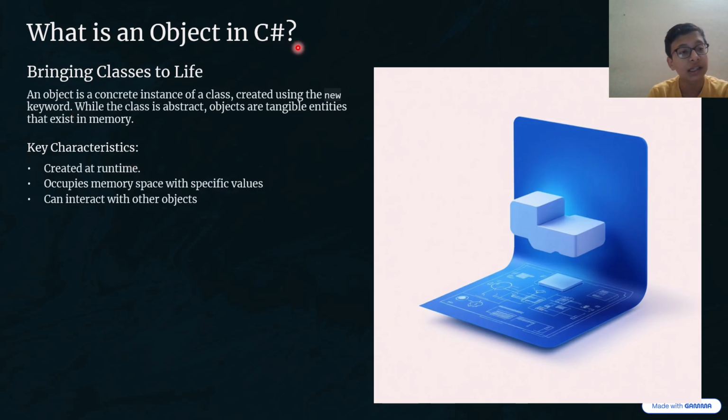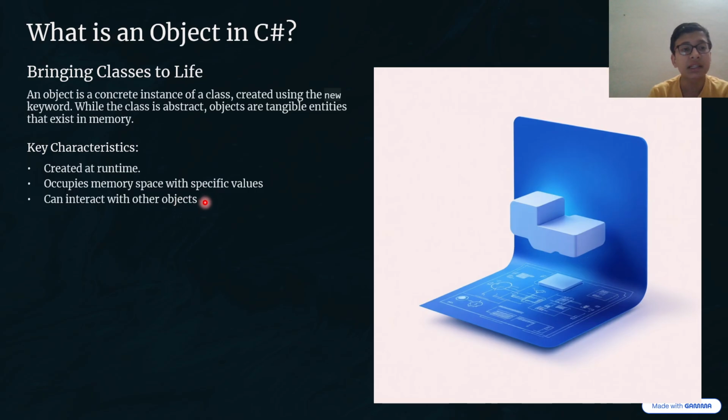So what is an object in C Sharp? The object works to bring the classes to life. An object is a concrete instance of a class created using the new keyword. While the class is abstract, objects are entities that exist in memory. So this means that an object is created during the runtime, and second, it occupies memory space with specific values, and it can interact with other objects.